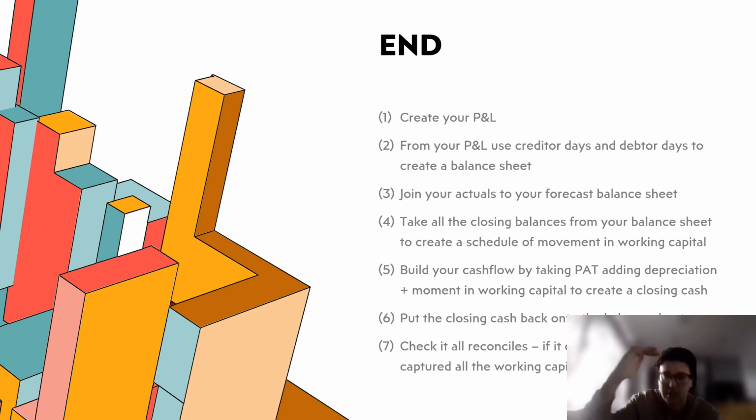So your profit after tax, you add back any depreciation if you had it to get your EBITDA. Then you add on the net working capital movement, which you've just calculated, and that gives you your cash flow from operations. Opening balance, which is the closing balance of your actuals, plus your net working capital movement is your closing balance for your forecast from your cash flow, which you then plug back into your balance sheet, and then everything should self-balance.